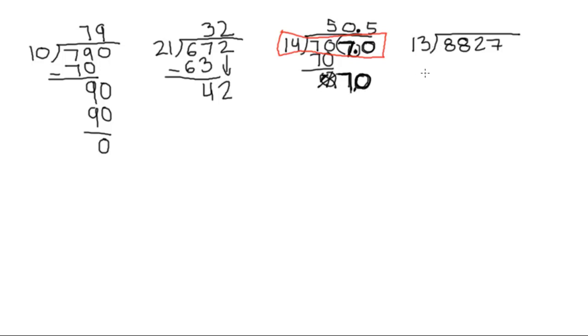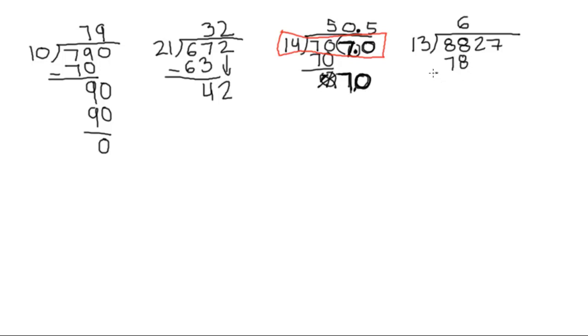So there's that. Alright, next problem. 8,827 divided by 13. Oh, those are some big numbers. But if you just go step by step and take it super slow and be precise with your multiplication of your numbers going into your larger numbers, you'll be fine. 13 does not go into 8. 13 will go into 88 6 times. And 6 times 13 is 78.